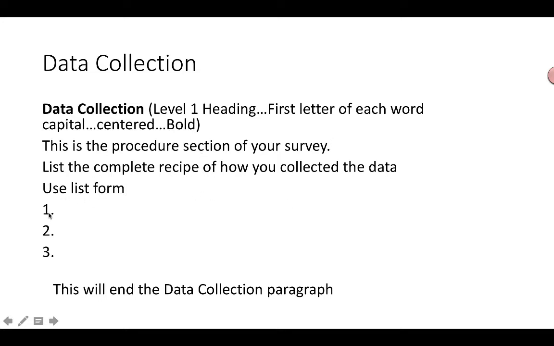Use list form. So the first one would be something, the idea of university professor approved the study, the survey, recruited participants, and you keep going from there.